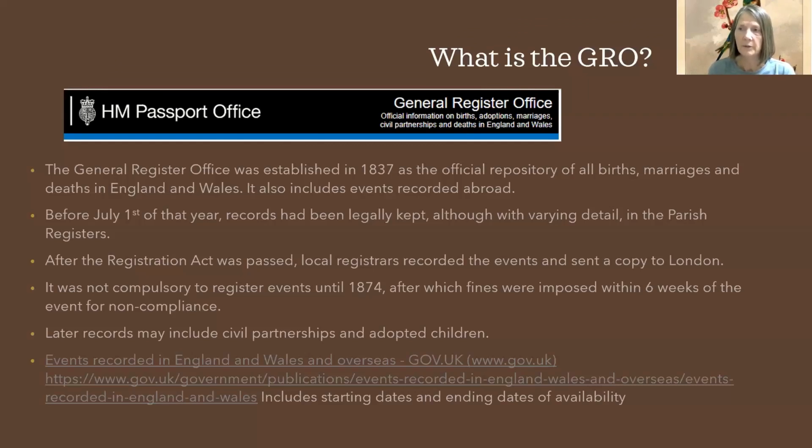The other thing that you have to remember is after 1874, it was compulsory. Before that, you didn't have to record your birth, death, or marriage with the state. But in 1874, the law was changed and they made it so that you would get a fine if you didn't do it. So then they started actually doing it.